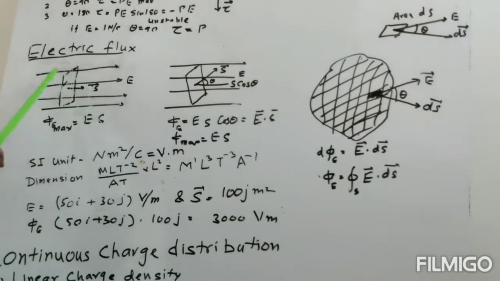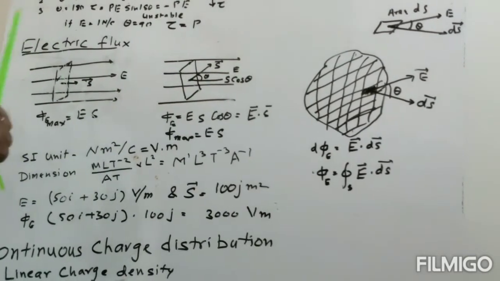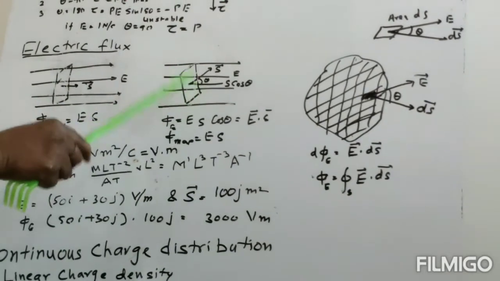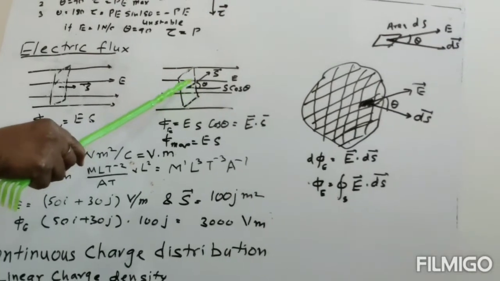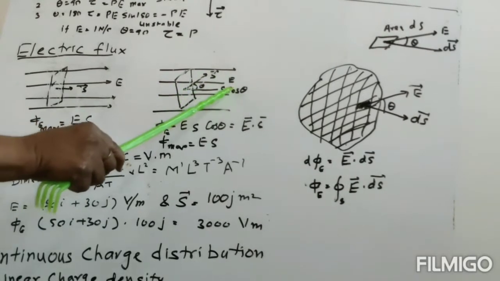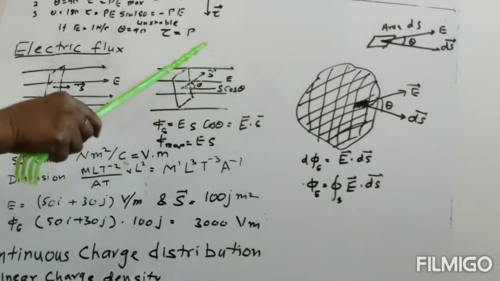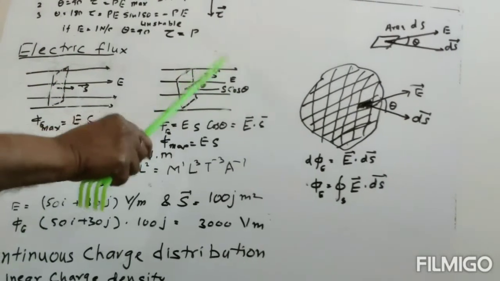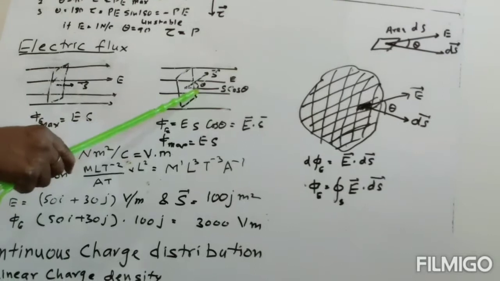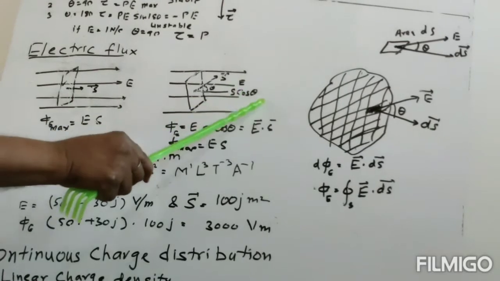Now if the angle subtended by the area is not equal to 0, so we consider this case, then this is the area, and the area vector is in the direction perpendicular to this area, and this will be the direction of S. This is the direction of E. So the angle subtended between electrical field E and vector S is theta. So the component of area in the direction of field will be equal to S cos theta.